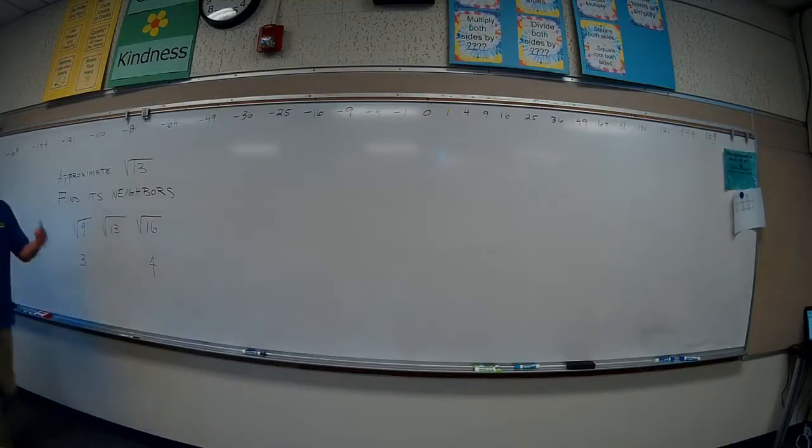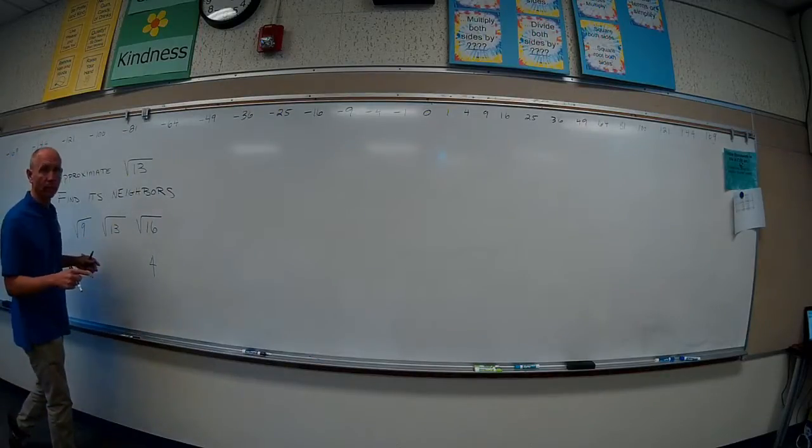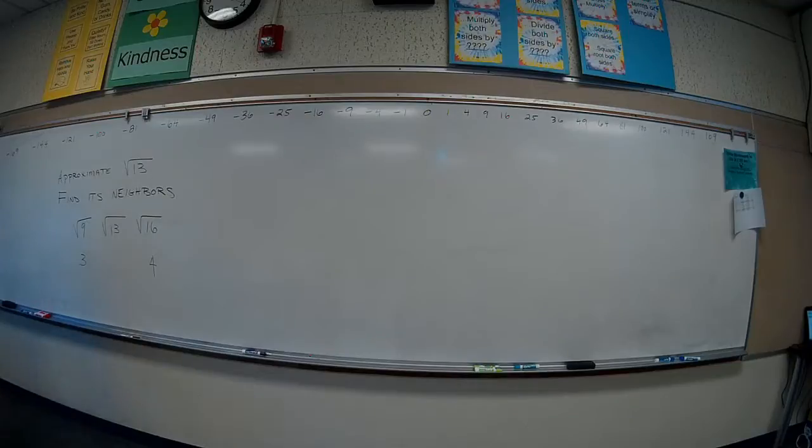So square root of 13, who's new to us, who we've never met before, we know that he is between 3 and 4. Now, we have 3 options. He's either going to be pretty much in the middle, or he's going to be really, really close to 3, or he's going to be really, really close to 4. So what do you think?